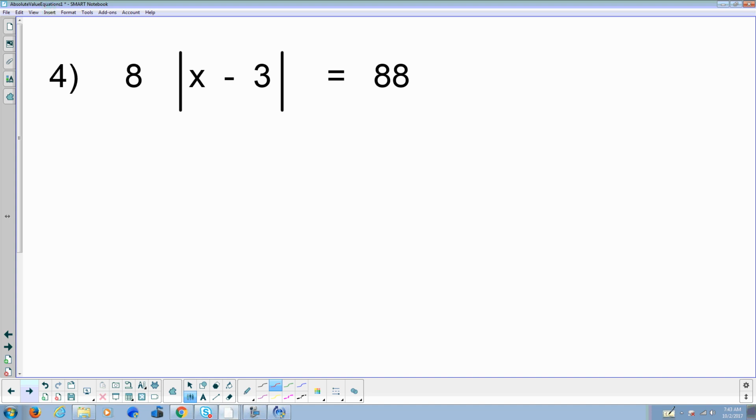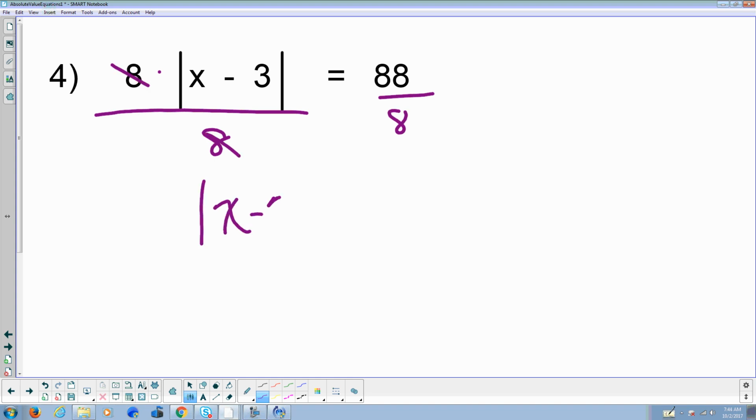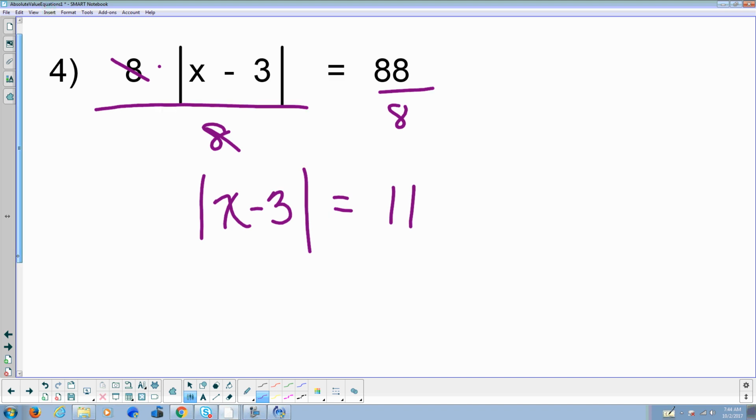In the next example, again, we need to start by isolating absolute value. We've got 8 being multiplied by this absolute value expression. So I begin with division. I divide by 8 on both sides. That gives me the absolute value of x minus 3 is equal to 11. There's no red flag this time. I've got absolute value equal to a positive number. That's acceptable. So then I move on through my steps.